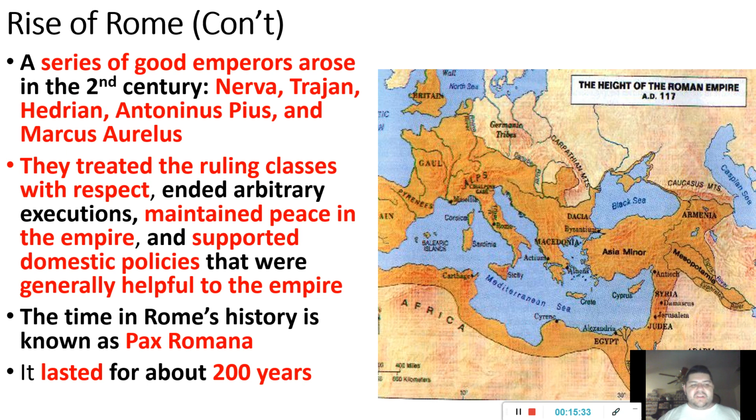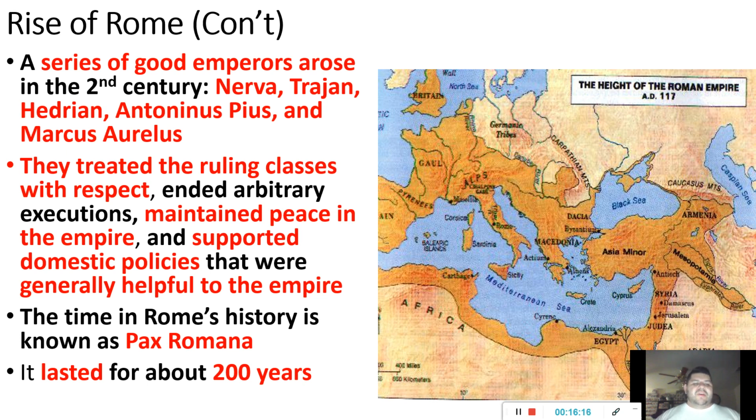Two, they ended arbitrary execution, so just not randomly killing people just because, oh, you said something bad about me, kill you. No, none of that stuff. They maintained peace in the empire. So anytime there was an attack, they responded, bam, like that. Ended that fighting going on. A lot of times the Germanic tribes, if you look at the map, they're up north. Those German tribes would attack those border areas, and the Romans would send fleets of just soldiers and squash them fast. Make sure they went back where they came from.